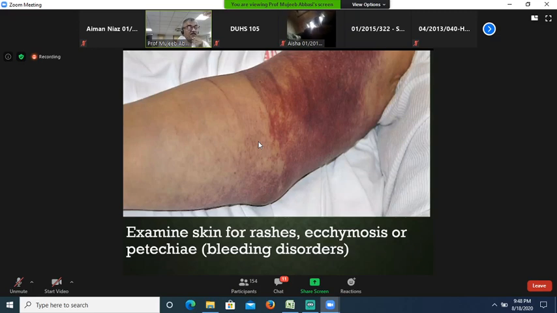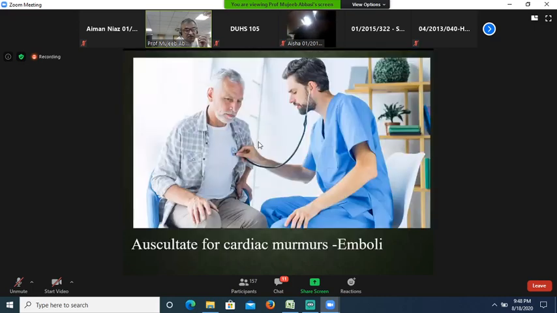The next would be to examine the cardiovascular system for murmurs and atrial fibrillation, which gives you a clue if somebody is throwing emboli, and most of the time it's old age that can cause this, and he might be on drugs for that reason. Then you check for costovertebral tenderness. If somebody is tender, it's pyelonephritis, meaning kidney infection, which again can cause hematuria.